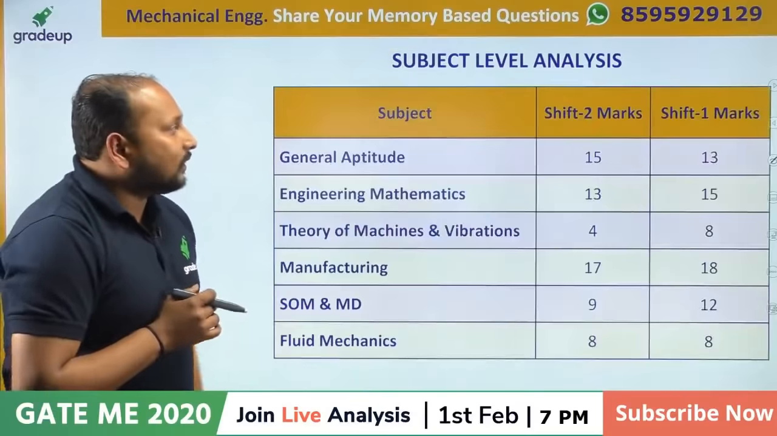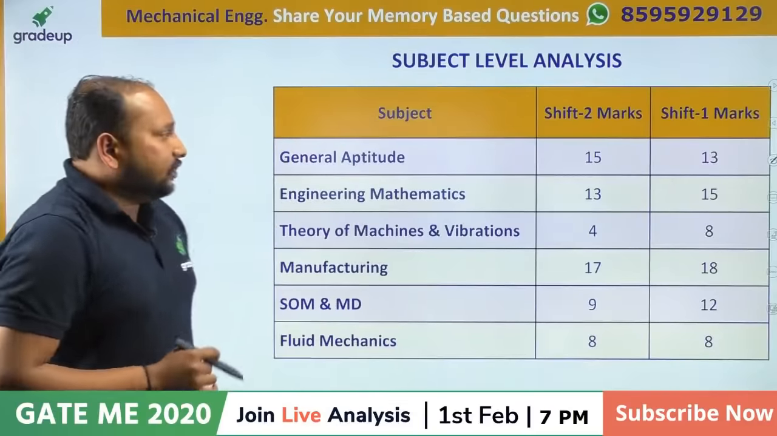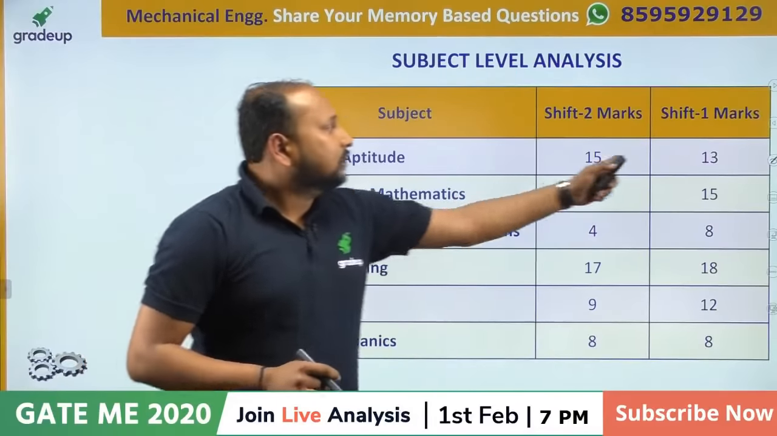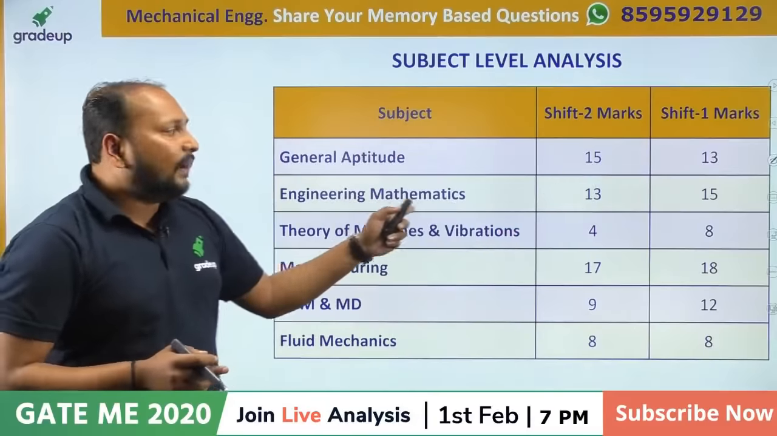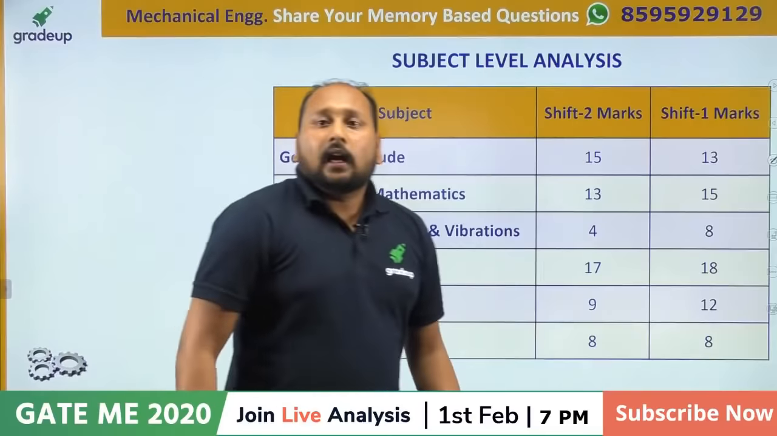Fine. So now if I compare shift 1 and shift 2, GA is more or less 15 questions from your shift 1. Shift 1 is 13 and shift 2 is 15. Mathematics is more or less the same, 13 to 15.